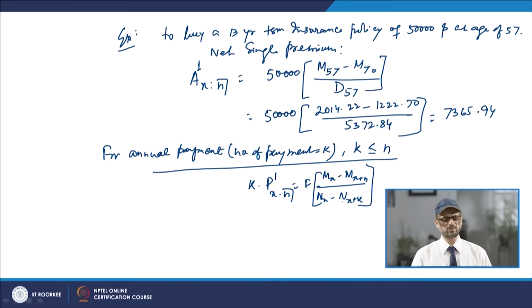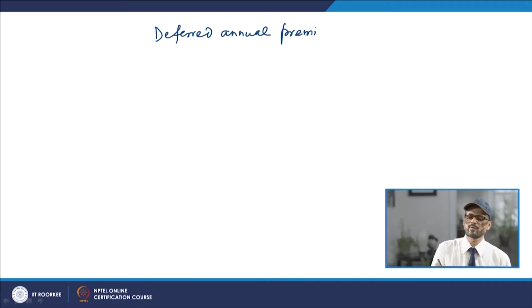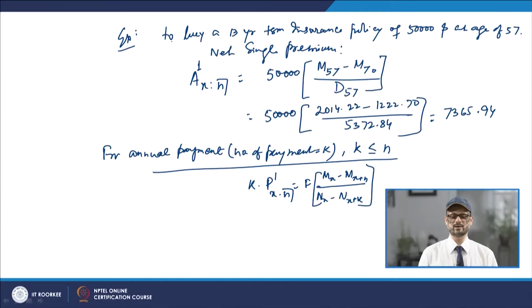Then there is another case, the deferred annual premium, also for the whole life basis. Before that, we are going to discuss an example of the case where the person wants to go for the same payment. For the same problem, if a person wants to pay in only 10 installments, what will be the net single premium, and that can be computed for these insurance policies.